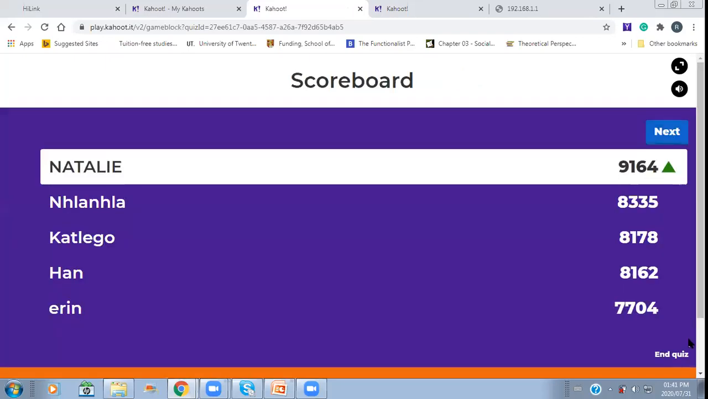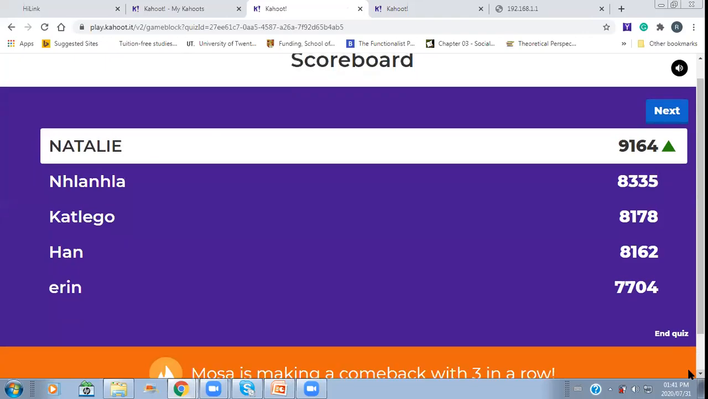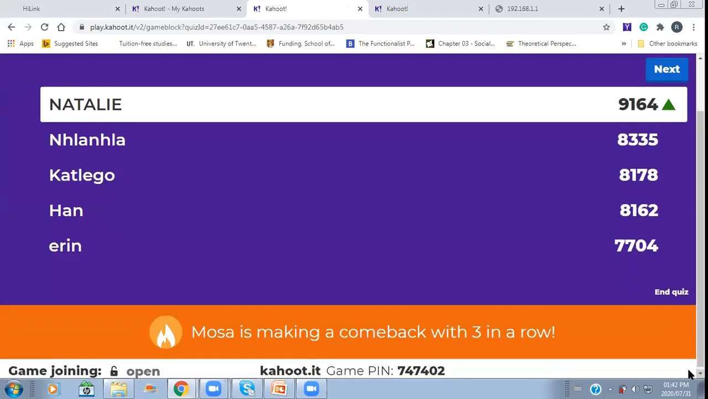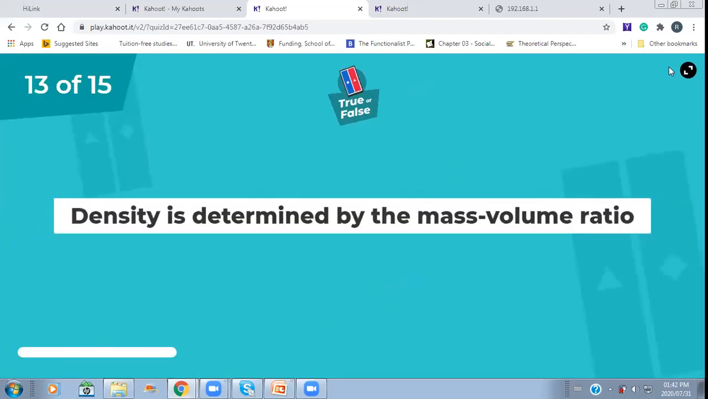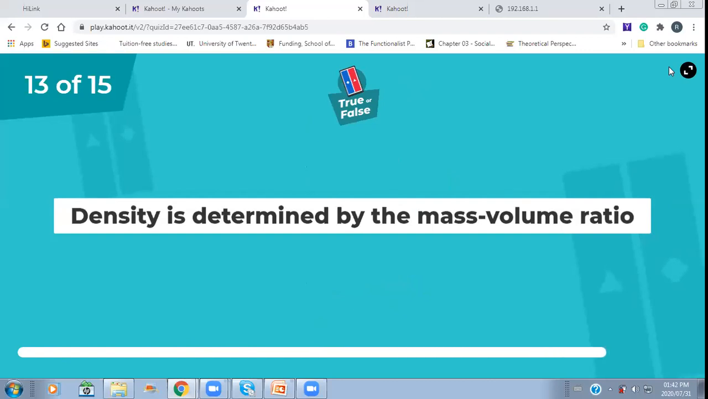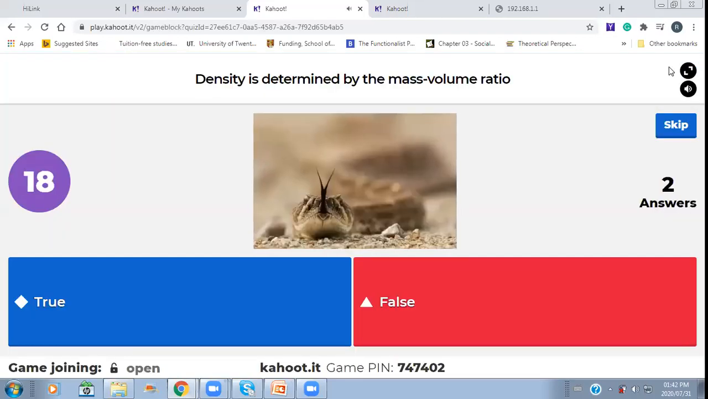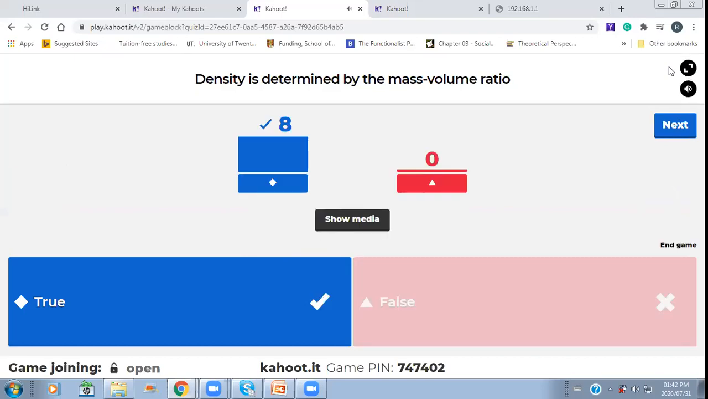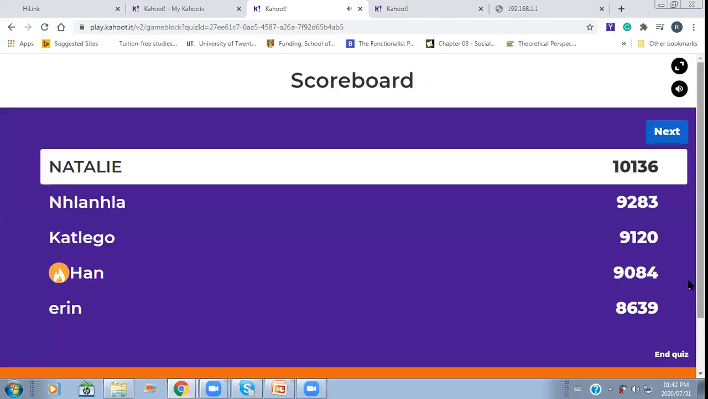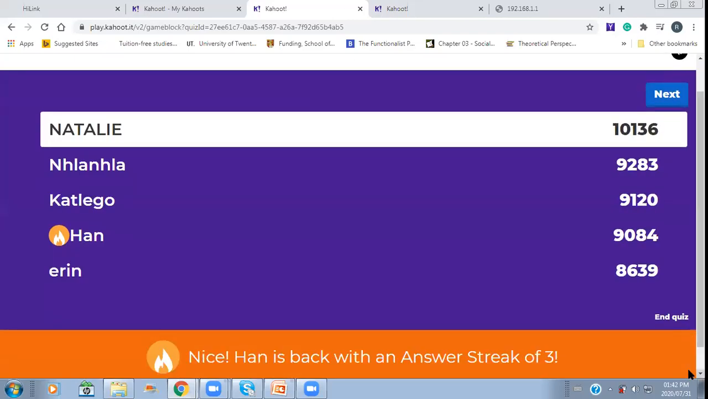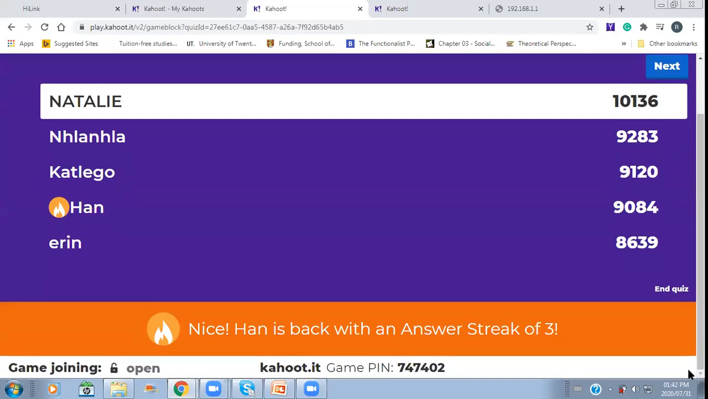Okay, so let's see. Somebody is having a streak. Yes, Musa is making a comeback with 3 in a row, meaning Musa has answered 3 questions correctly in a row. All right, let's move on. Density is determined by the mass volume ratio. True or false? Perfect. That's true. Natalia has overtaken Atlanta again, and Han is also back with a streak. Let's continue.